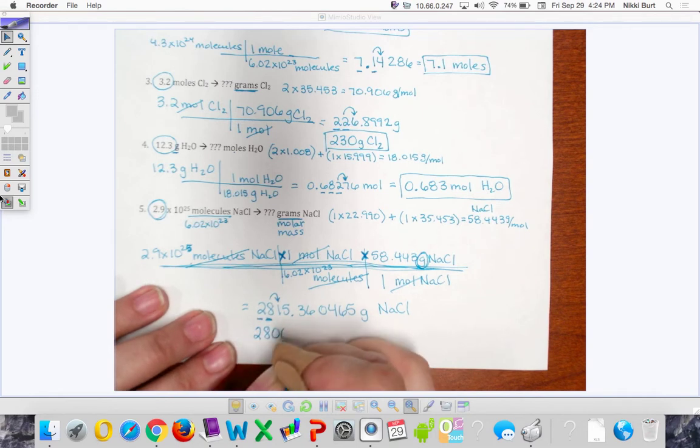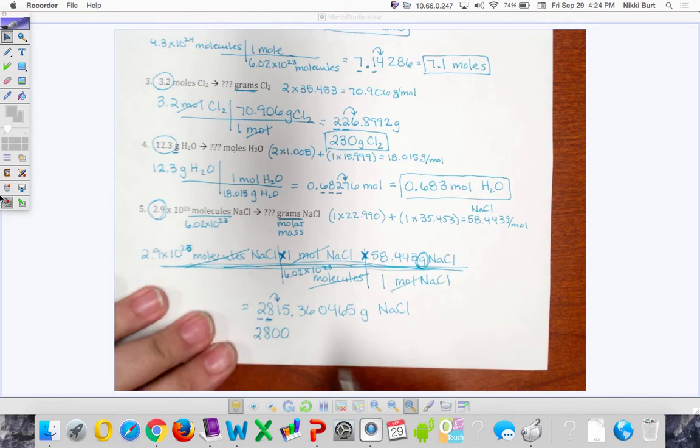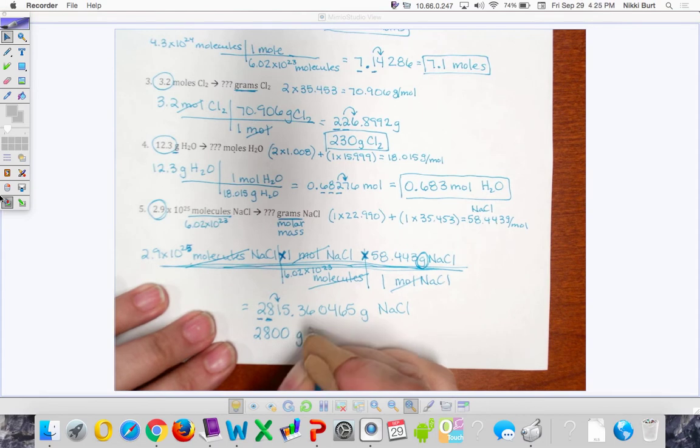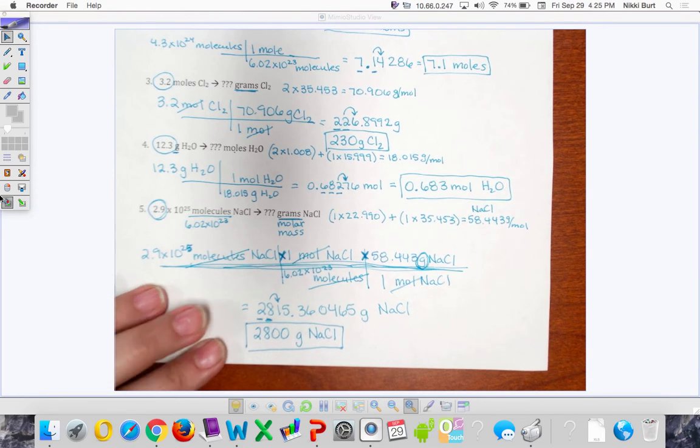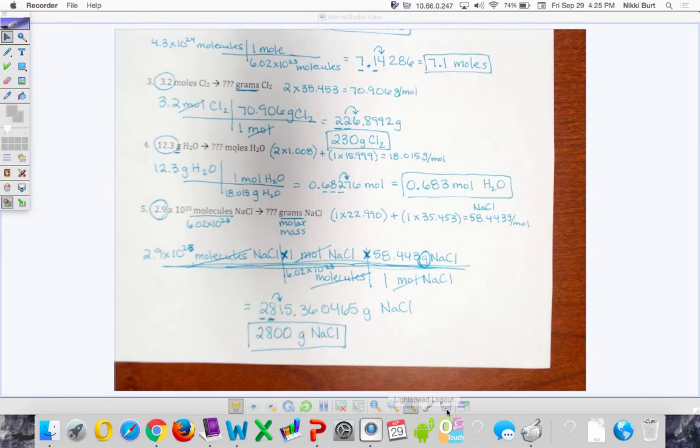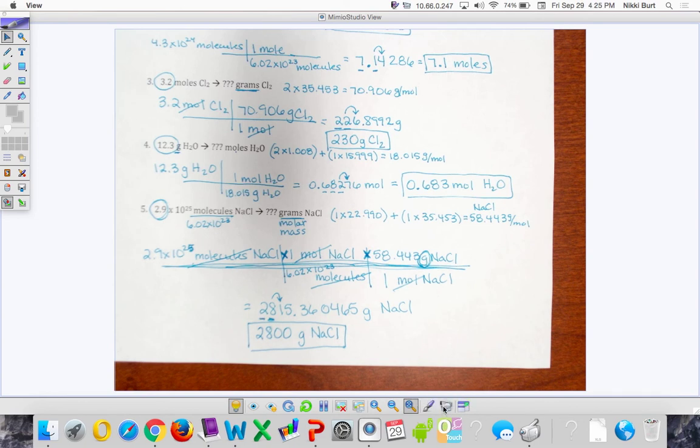So I replace the rest of this with placeholder zeros. So the number 2, 8, 0, 0, and that's it. These zeros are not significant because they're trailing and there's no decimal. So the number 2800 does have 2 sig figs, which matches my original problem. And then, of course, we always include units and labels to be completely correct.